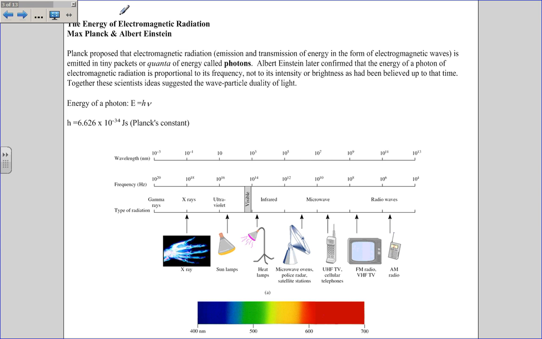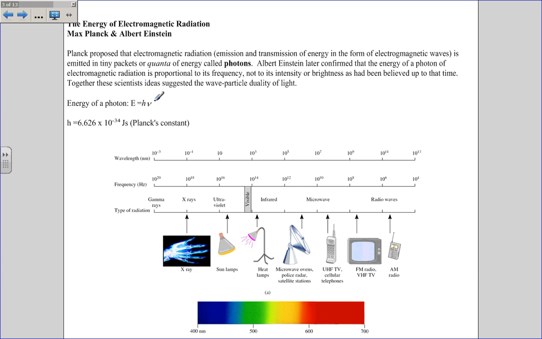Now let's look at the contributions of Max Planck and Albert Einstein to the study of light. Planck was trying to figure out why, when an object was heated, it gave off light. At the same time, Albert Einstein was trying to understand light that was being emitted in similar situations. Now, both of them ended up working with the exact same relationship. And that was that the energy of light is equal to a constant times the frequency of that light.